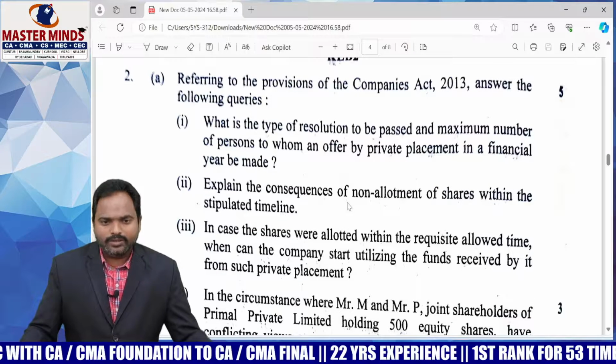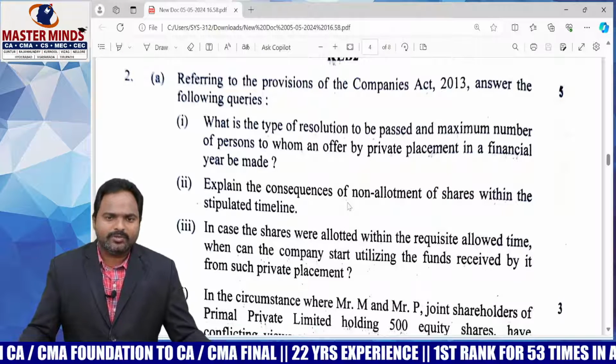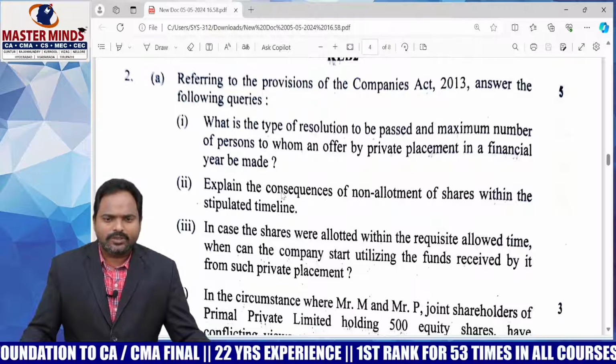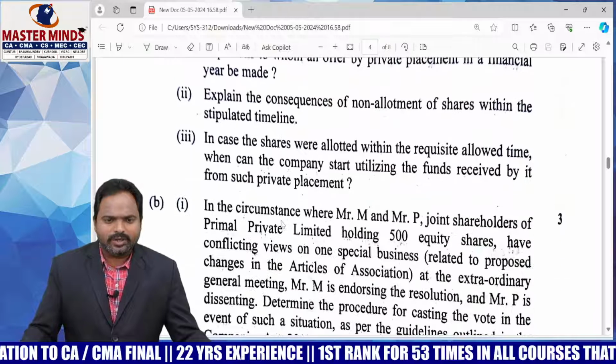Question number 2A. This is actually from private placement, section number 42. It is a direct question, so any student can answer. It's a very easy question. You can answer for 3 marks.